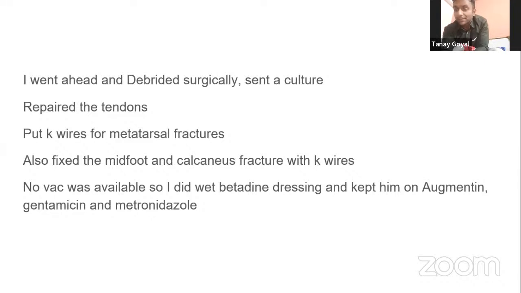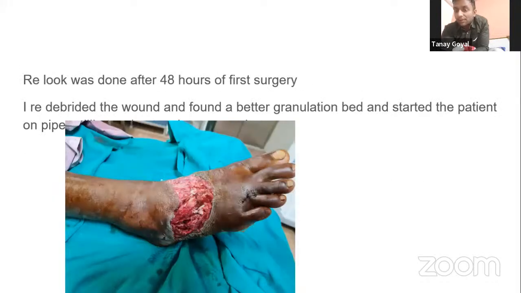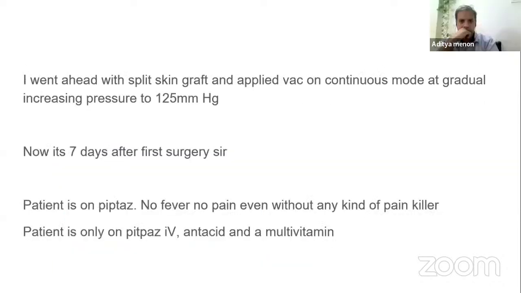Sir, if you could show the next slide. I had a good wound bed. So I went ahead and applied a skin graft and a VAC over it on continuous mode, gradually increasing to 125 mmHg. And ever since then, he's on Piptaz IV, just that. He has no pain, no fever, without the need of any kind of painkiller. Unfortunately, I have no access to a microbiologist here. So they just gave me a report with gram-negative bacilli, which is resistant to everything apart from sparfloxacin, and sparfloxacin is also not available here. So what should I do now, sir?